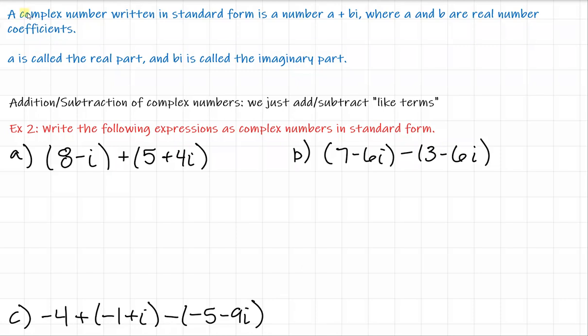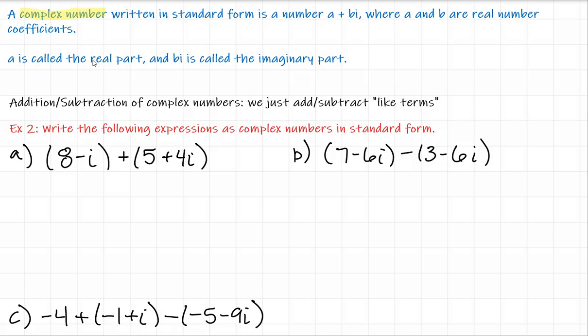So a complex number, we talked about an imaginary number up above, our imaginary unit is i. We can have 4i, we can have i times the square root of 3, etc. But a complex number, when we write it in standard form, is the number a plus bi, where a and b are real number coefficients. That means a and b can be like 1, 1.5, 3.5, square root of 7, whatever. They can be pretty much anything in the real number system.